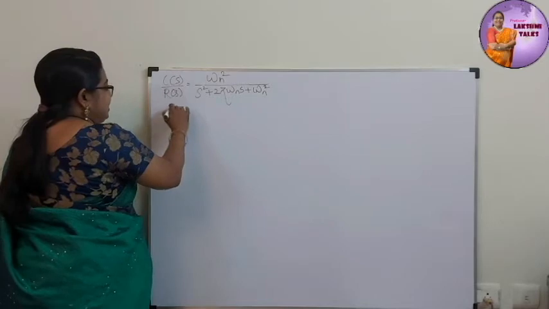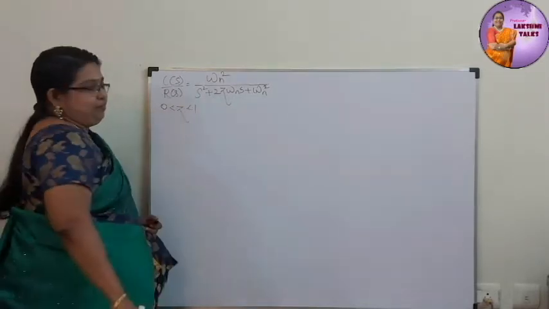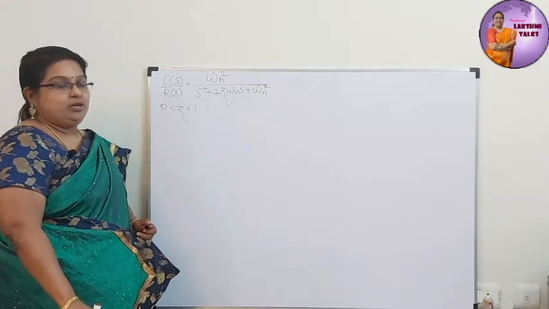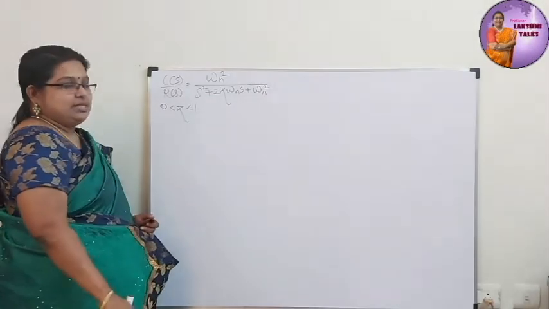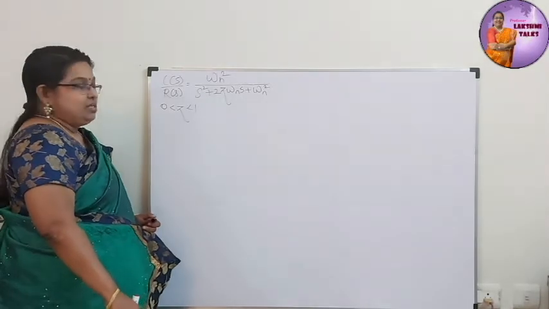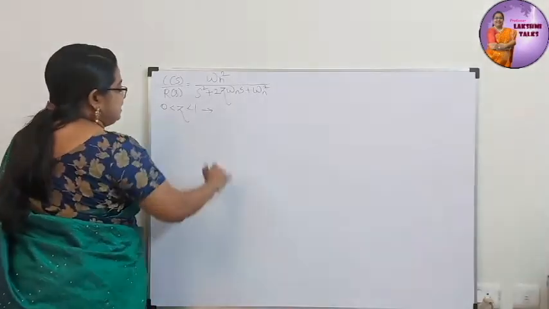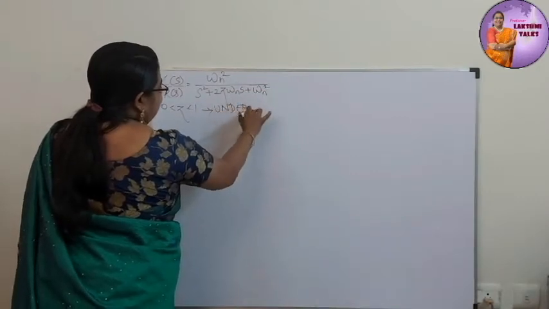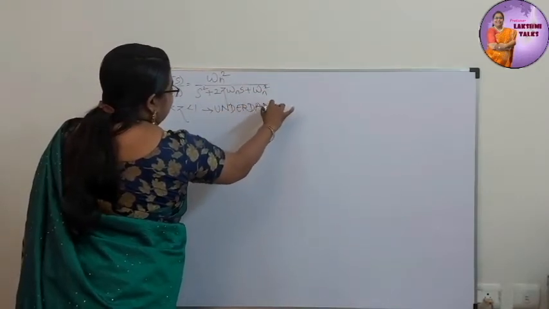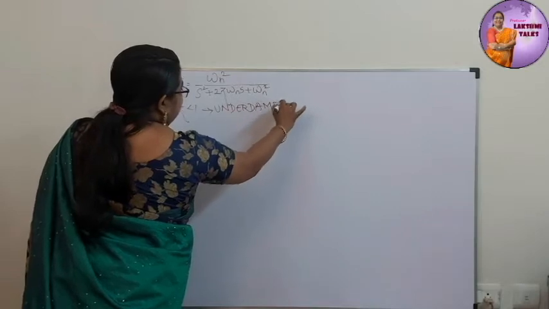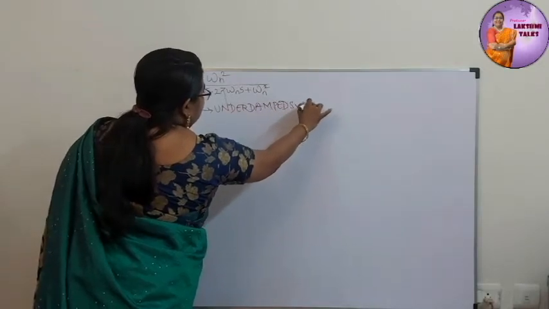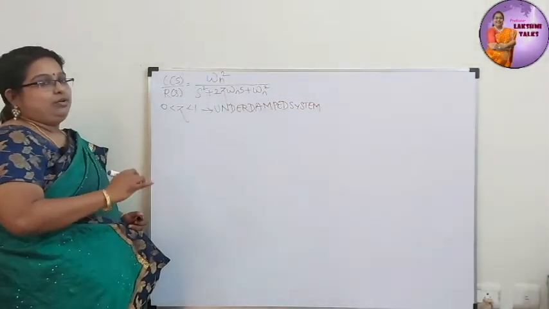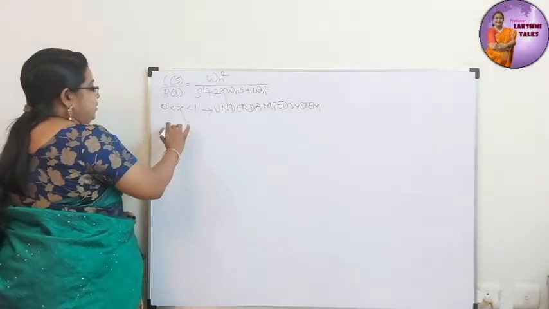So when the zeta varies between 0 and 1, it is an underdamped system. Last class we have seen an undamped system where zeta was equal to 0. Now we are going to see a system where the zeta is between 0 and 1, and this is called an underdamped system. Now we have to find out the unit step response for this.